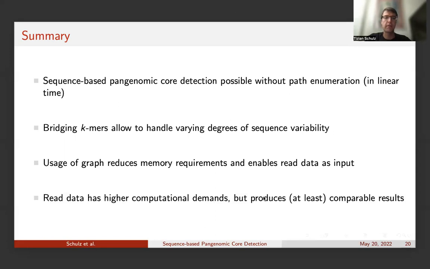And read data, if we use this for our pangenome, it increases the computational demands. But on the other hand, on the side of the result quality, we see that actually it produces comparable results. So it is definitely not necessary to assemble all the genomes if you want to predict a sequence-based pangenomic core.